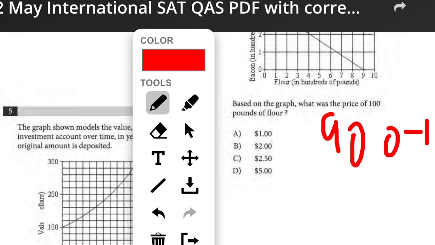So how much does it cost for 100 pounds? You just divide that by 9, that's 2. So for $2 you can buy 100 pounds of flour. So the answer is B for number 6.